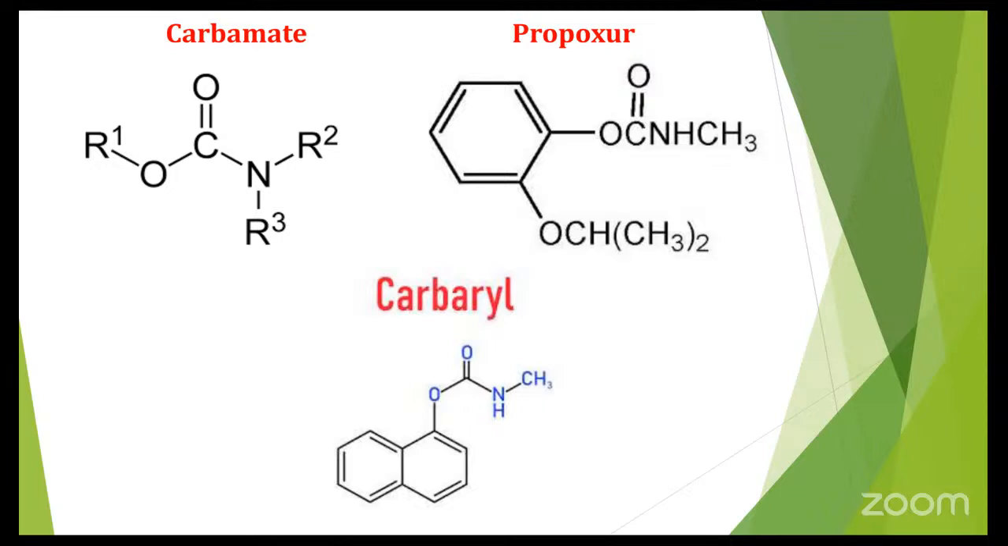R3 is either phenyl, naphthalene, or another cyclic hydrocarbon ring. For example, if R1 is hydrogen, R2 is methyl, and R3 is a phenyl ring, it is a phenyl carbamate. So this is how the nomenclature is done. When it is replaced with a naphthyl group, it is a naphthyl carbamate, like carbaryl. Naphthyl carbamates, example, carbaryl.